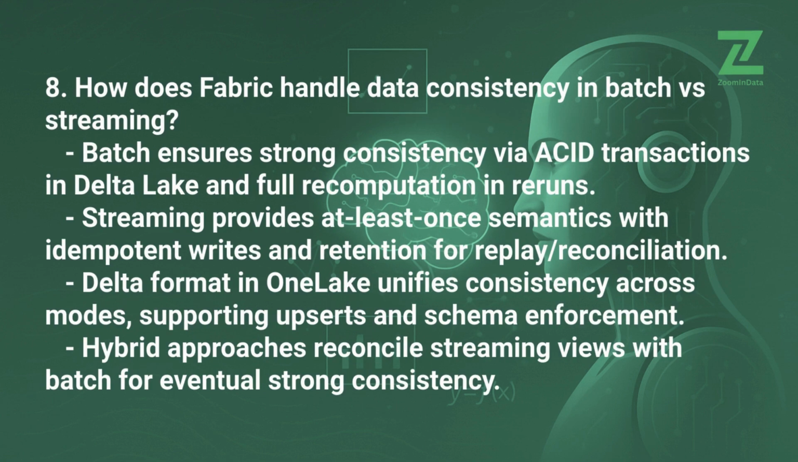8. How does Fabric handle data consistency in batch versus streaming? Batch ensures strong consistency via ACID transactions in Delta Lake and full recomputation in reruns. Streaming provides at least once semantics with idempotent writes and retention for replay, reconciliation. Delta format in OneLake unifies consistency across modes, supporting upserts and schema enforcement. Hybrid approaches reconcile streaming views with batch for eventual strong consistency.